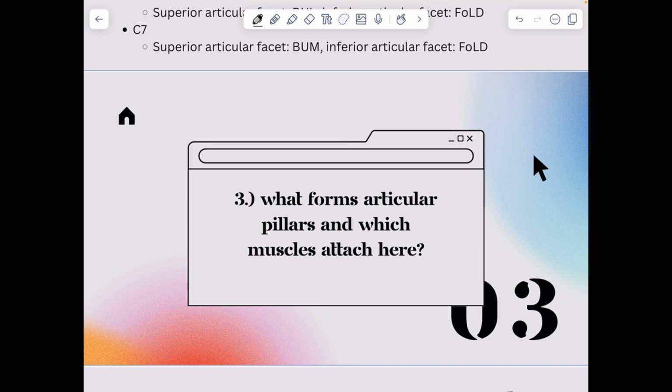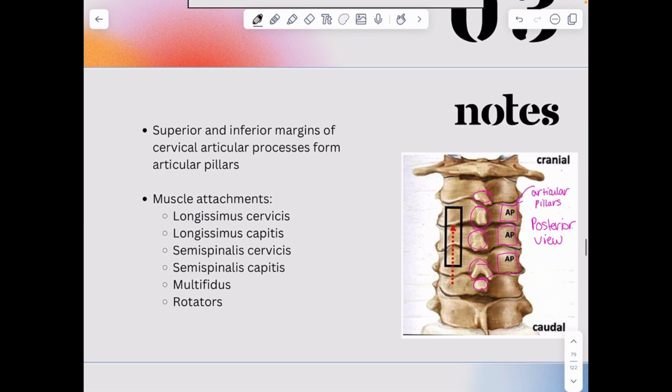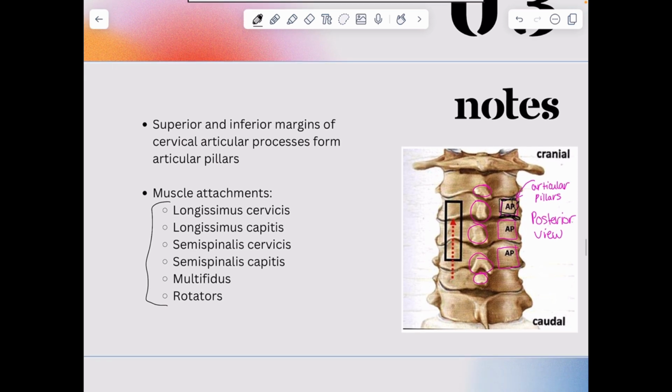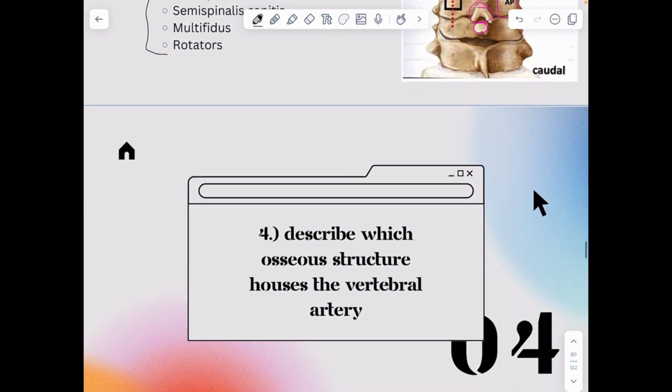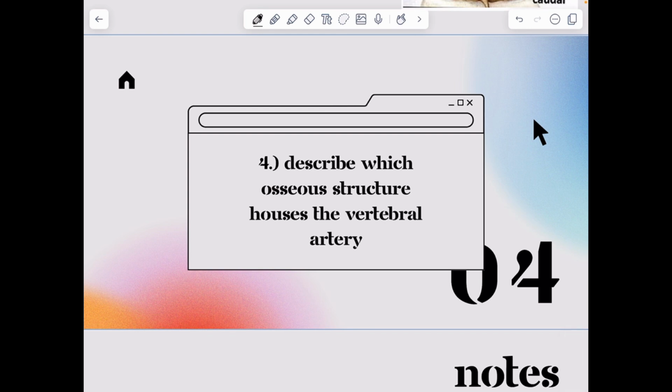So, what forms articular pillars and which muscles attach here? So, the superior and inferior margins of the cervical articular processes form the articular pillars. So, superior articular process, inferior articular process, looky there, the articular pillar right in the middle. The muscles of attachment, just have to memorize these: longissimus cervicis, capitis, semispinalis cervicis, capitis, multifidus, and rotators. Seeing these in lab is helpful. I don't know if you're there yet, but it will be.